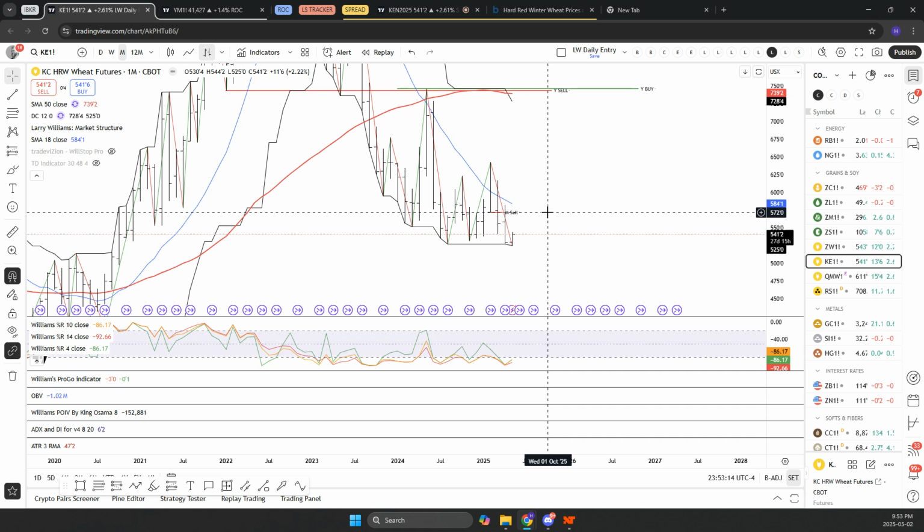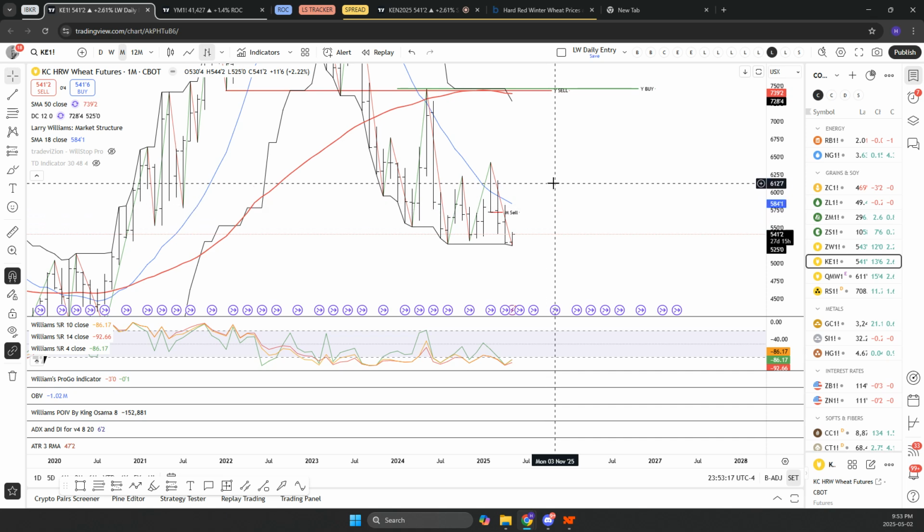And that's it, you guys. That's how I read these markets. You shouldn't trade the markets blindly. This stuff is all easy to see. You just need to learn how to see it.